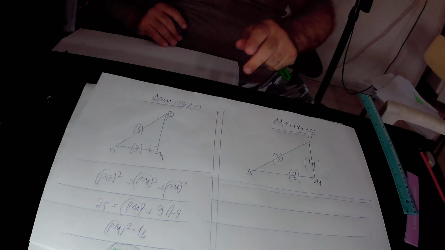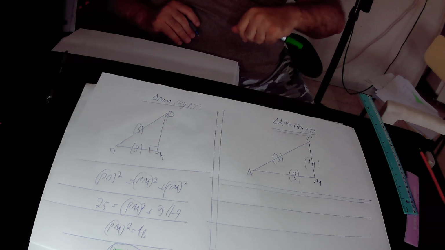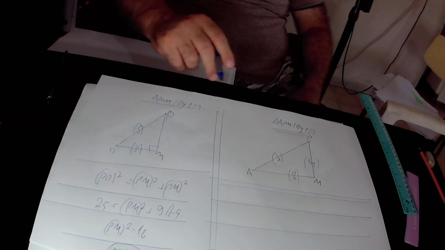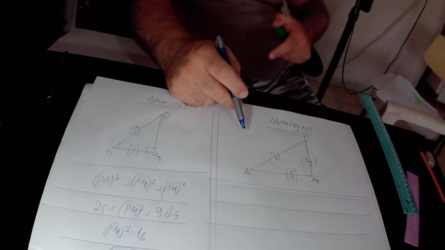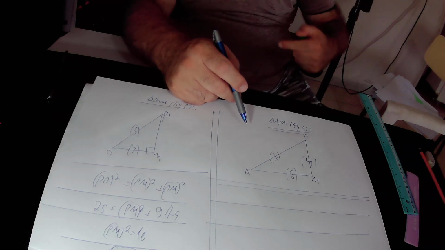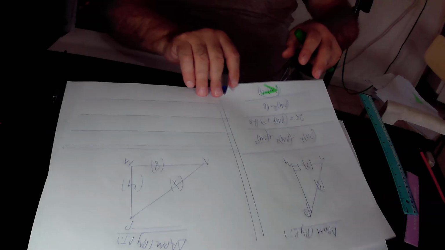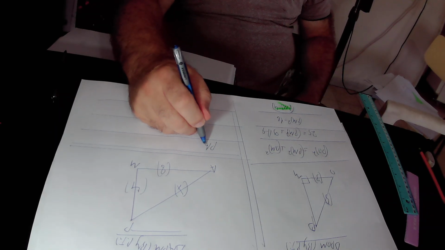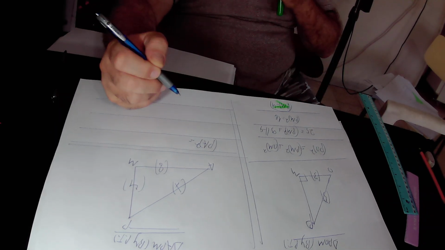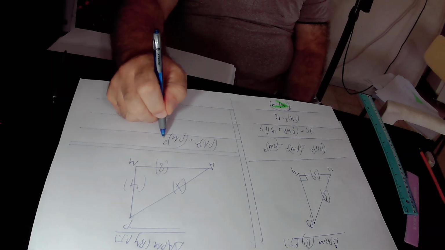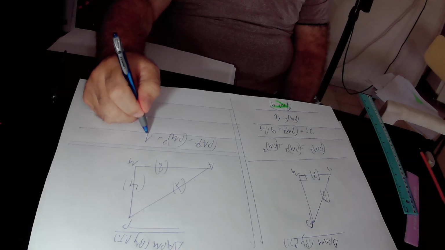So actually, this is the big right triangle PAM that I copied from the original drawing. In this big right triangle PAM, PA squared, that is the square of the hypotenuse, equals PM squared plus MA squared. So I write it down. PA squared, that is the square of the hypotenuse, is equal to PM squared plus AM squared.